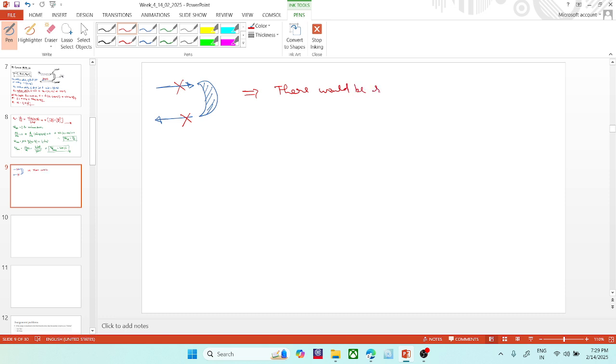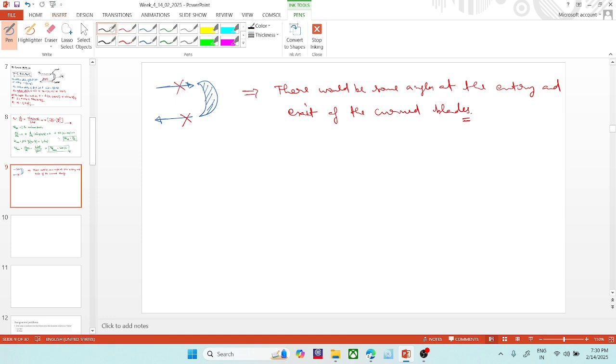There would be some angles at the entry and exit of the curved blades. Okay, and these angles we have just seen. And to determine the impulse force, first we have to determine these angles, and then only we can determine the impulse force. So I will take an example of these angles.